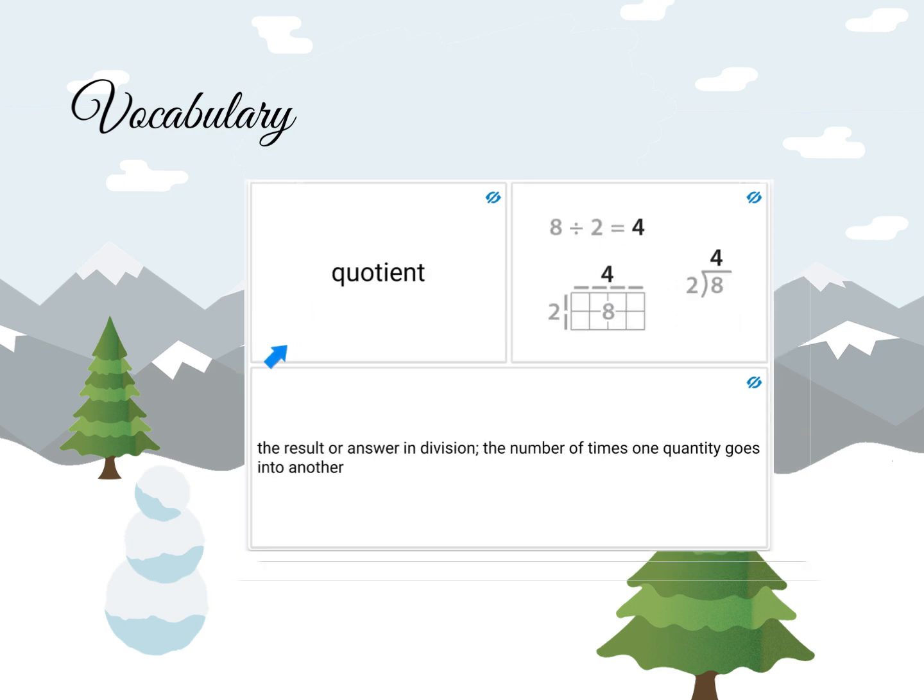The quotient is the result or an answer in division, the number of times one quantity goes into another. In the example, 2 went into 8 4 times, so the quotient is 4.